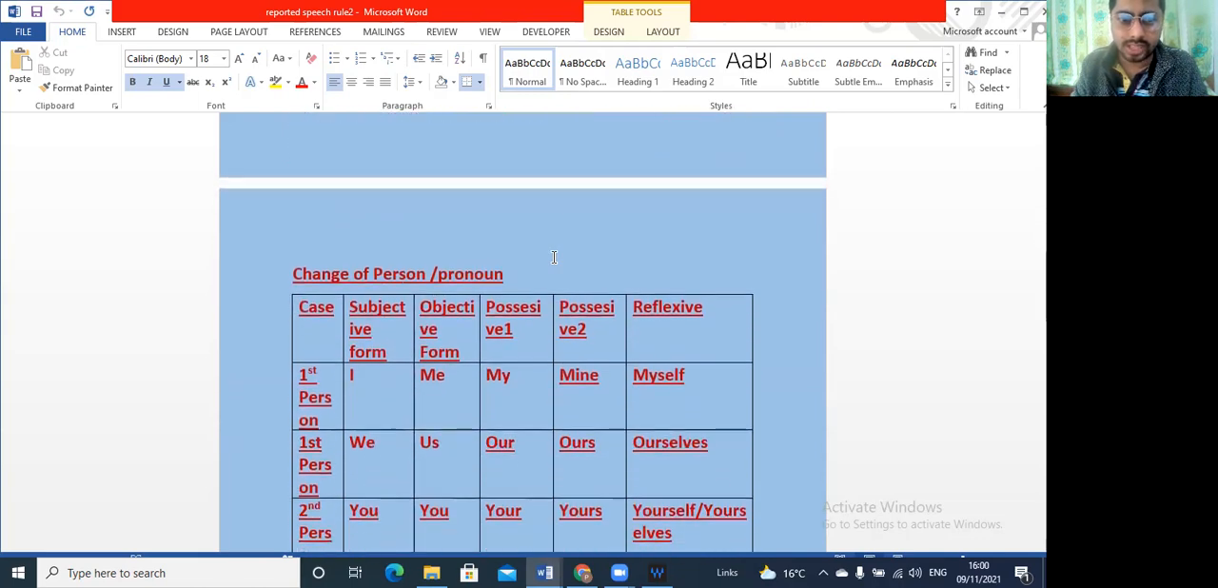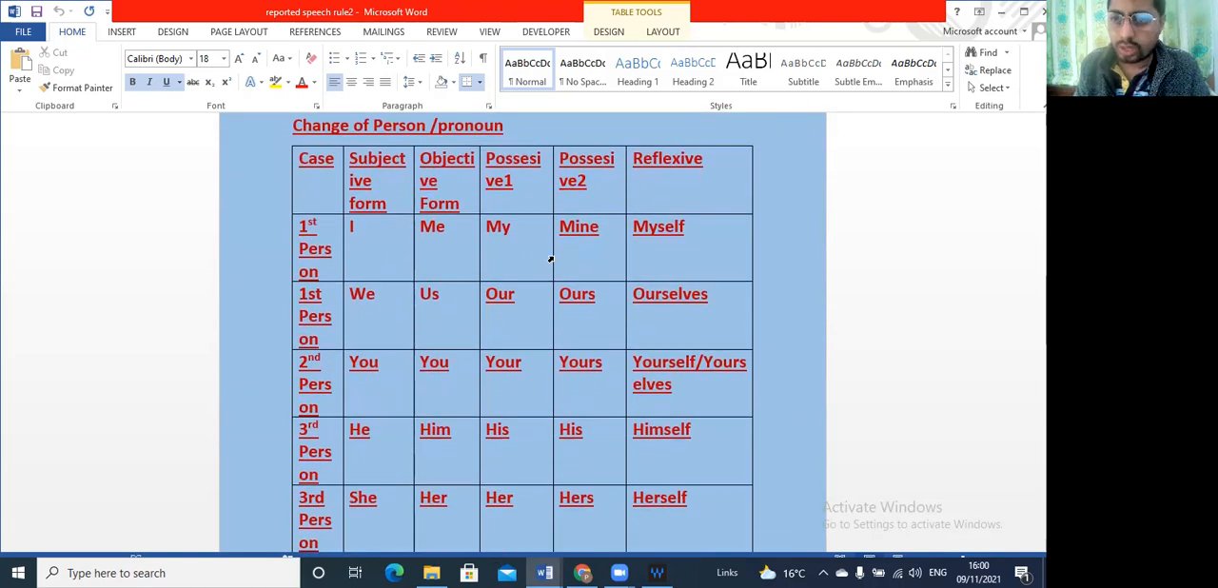Now let's move downside. What are the procedures, the methods or rules of changing pronoun, or let us say changing a person, as we move further on? So let us discuss the cases of three persons: first person, second person, and third person. Let us discuss the case of first person. In first person, the subjects that we have to discuss are I and we.